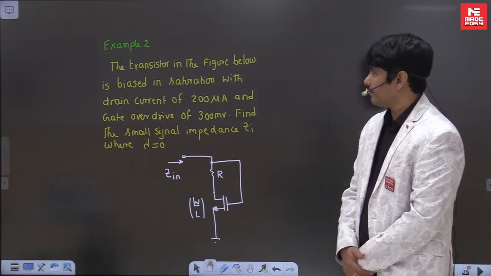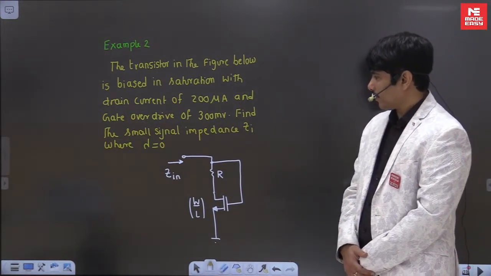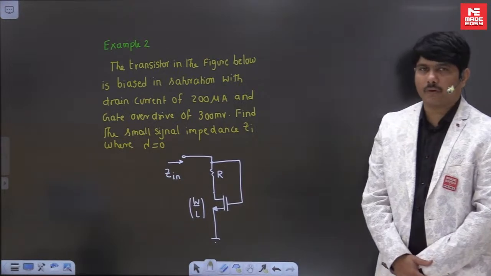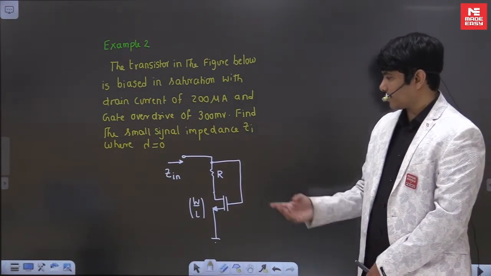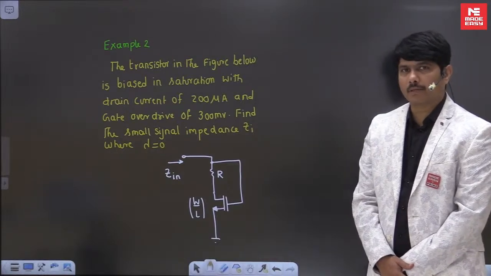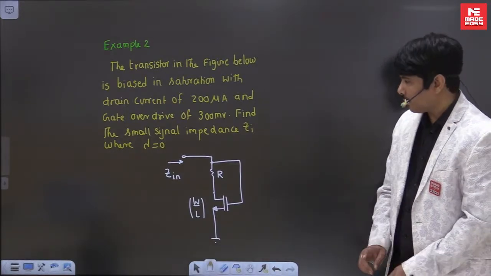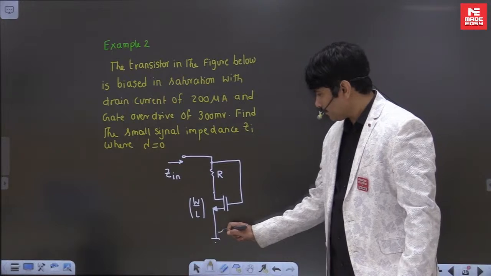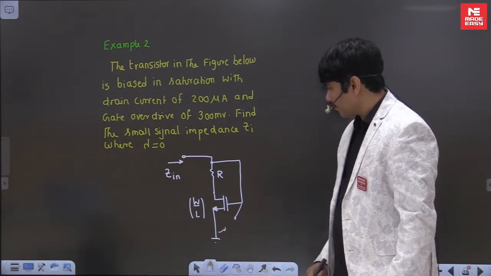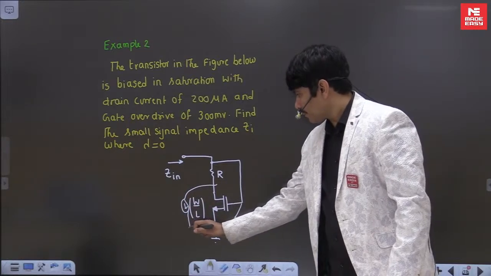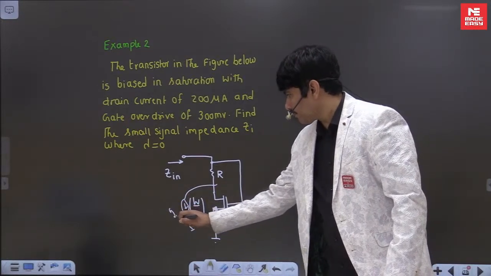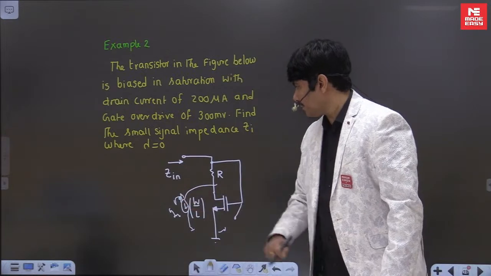This question has some data given. What is the data and what is the model? What does he want to do? Let us understand it. Everybody knows small signal models. Small signal model is not a big issue to write. What is that? Here it is open. Gate to source will be open. Here we'll get some current source, gm into VGS, like BJT only.